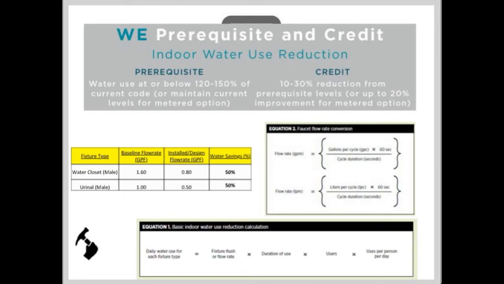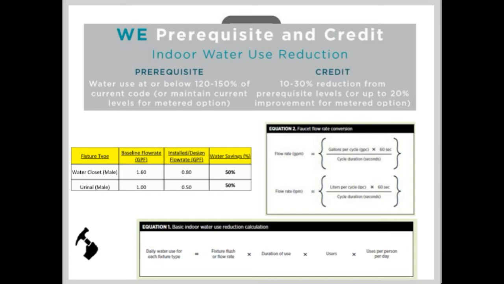The Prereq requires projects to use water below 120 to 150% of the current code or maintain current water use levels if metered. If the project pursues the credit, then it should demonstrate a 10 to 30% reduction from the Prereq level under Option 1. The calculator determines usage based on Equation 1.